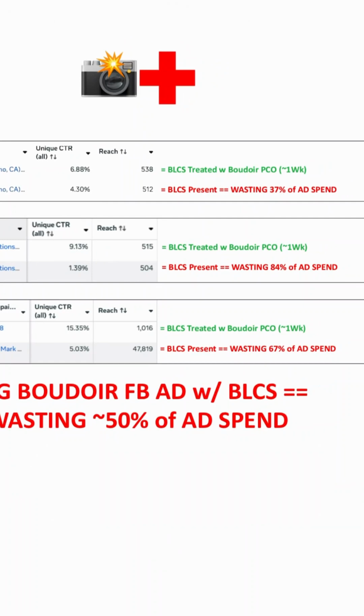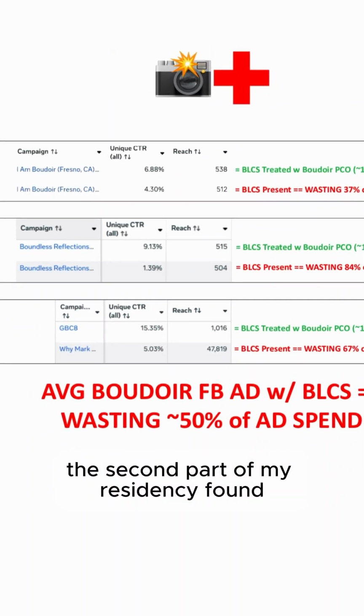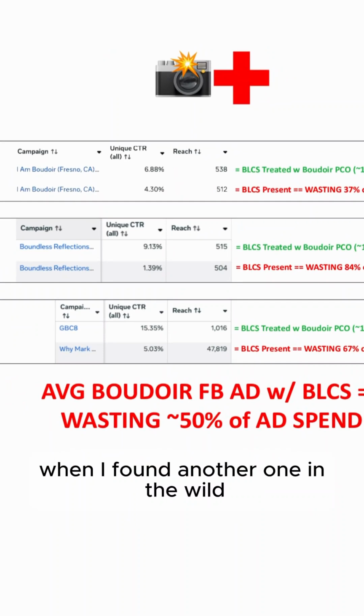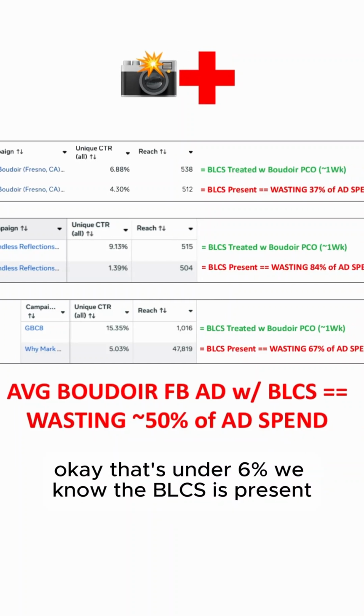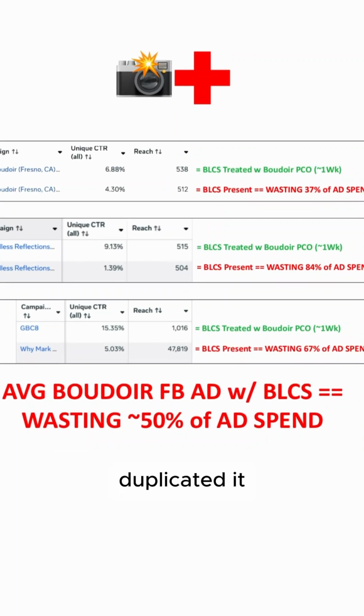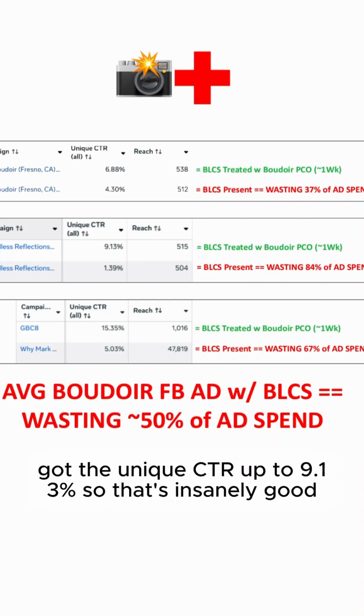Now, the second part of my residency, found another one in the wild, Boudoir Facebook ad, brought it back to the hospital. Unique CTR 1.39%. Okay, that's under 6%. We know that BLCS is present. Duplicated it, treated it with Boudoir Pico, took about a week, got the unique CTR up to 9.13%.